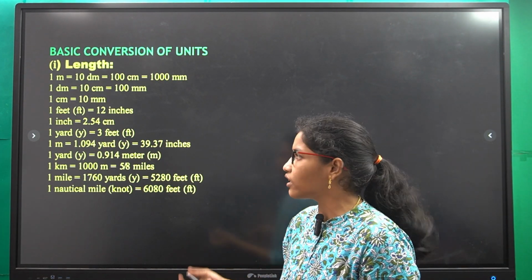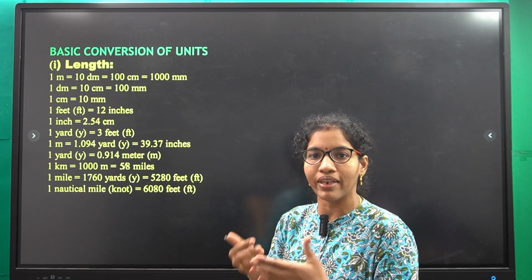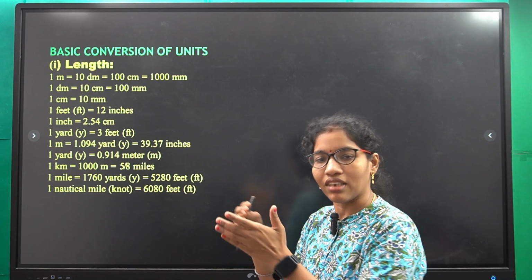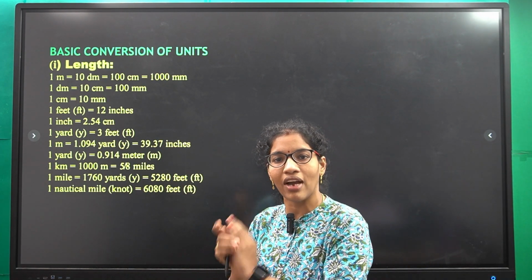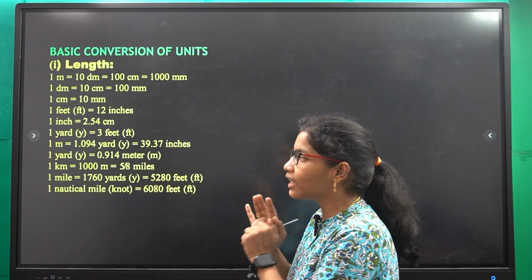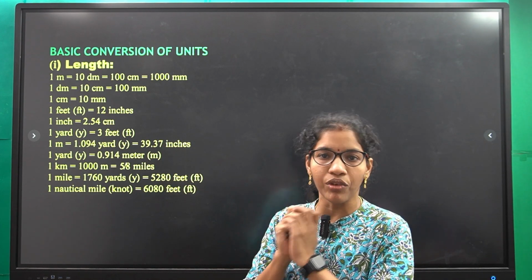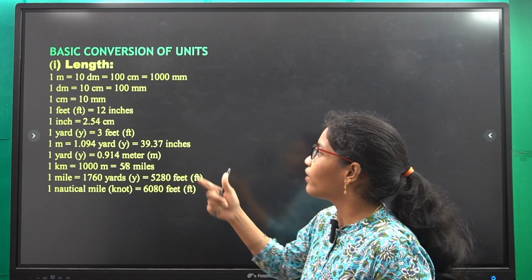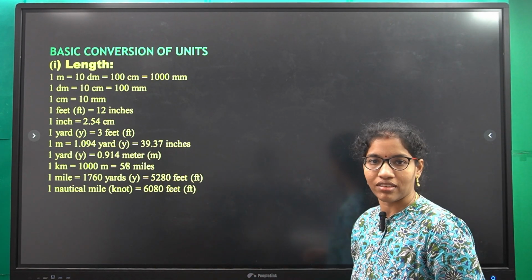For any figure, if you want to find the volume, sometimes the dimensions may be in centimeters cube, sometimes in meters cube. At that time you have to convert all the dimensions of the figure into the same units. For that we have some basic conversions of units.